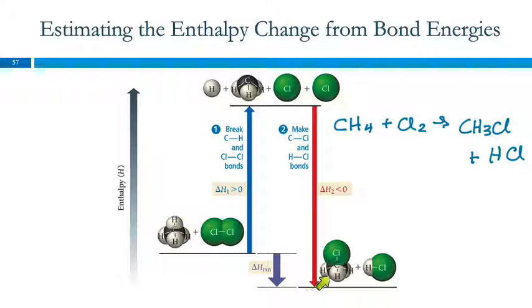So in order to make these two things out of this, I have to break one of these hydrogen-carbon bonds, and I have to break this chlorine-chlorine bond to pull those apart. So that's going to require energy. And then I can put the hydrogen with this chlorine, and I can put this chlorine on this piece over here, and when I form bonds, energy is released. And more energy is released than I had to put in to break the bonds. And so the overall enthalpy change is here.